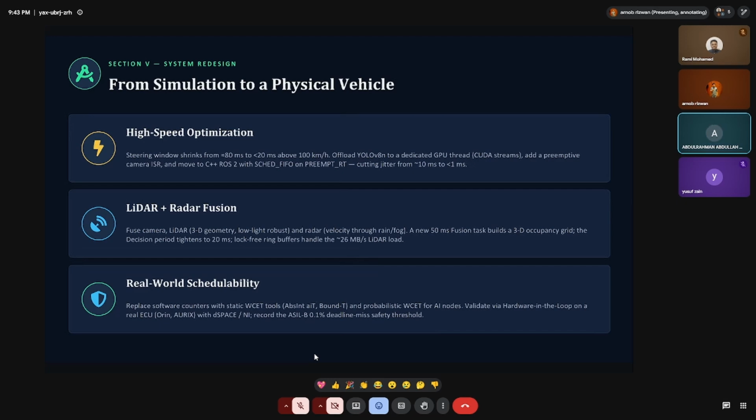In our project, we count execution time with software, but for a real car, we need special tools like AbsInt aiT to measure the worst case. We also need to test on real car hardware. Safety standards require less than 0.1% missed deadlines. Moving to the last slide.